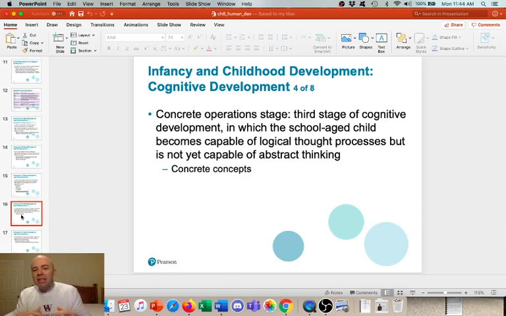By the time they're about 7 or 8, they move into concrete operations. In concrete operations, they're no longer fixating or centering on a task, and they no longer have problems with irreversibility. But they still have problems with abstract thinking. So maybe you remember back to your math classes around 6th grade.